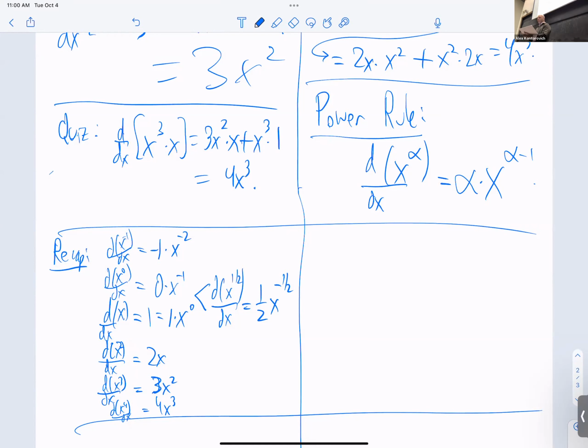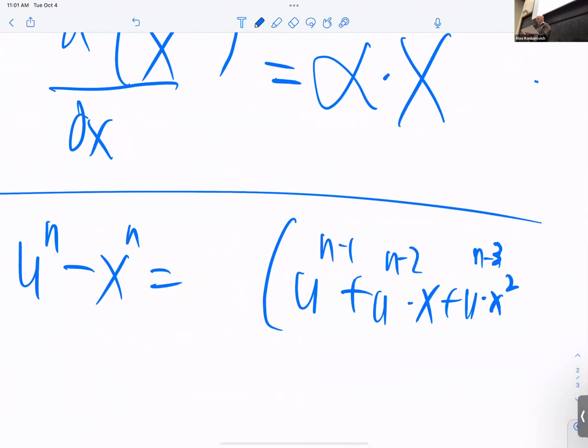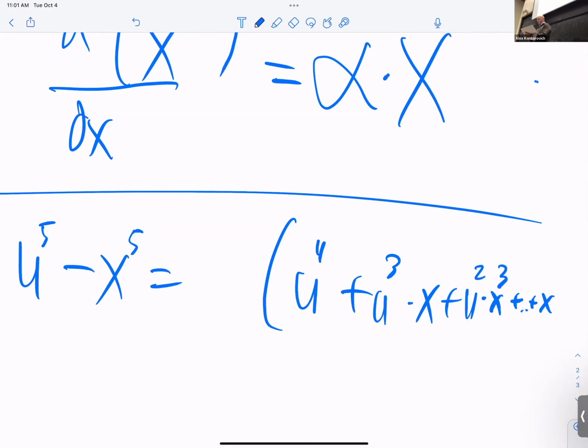But let me quickly show you, for example, why the power rule is true. If you look at u to the n minus x to the n, here's a funny identity. I take u to the n minus 1, and u to the n minus 2 times x, and u to the n minus 3 times x squared, and so on, all the way up to x to the n minus 1. Let me do this with numbers. I think it'll be more illuminating. For u to the 5 minus x to the 5, I take u to the 4, u cubed times x, u squared x squared, and so on up to x to the 4th.